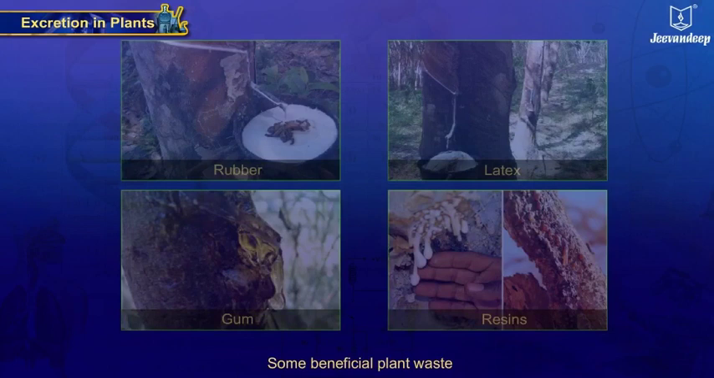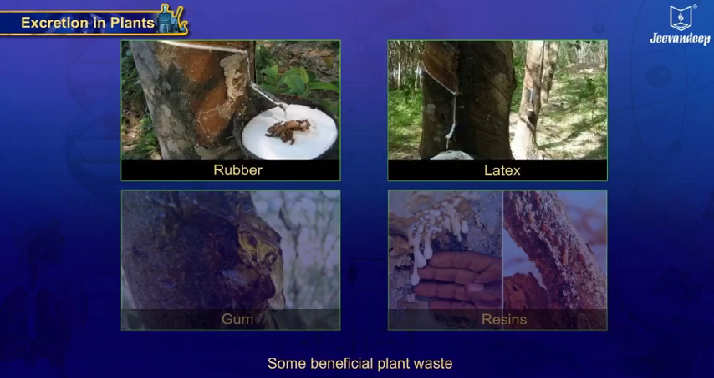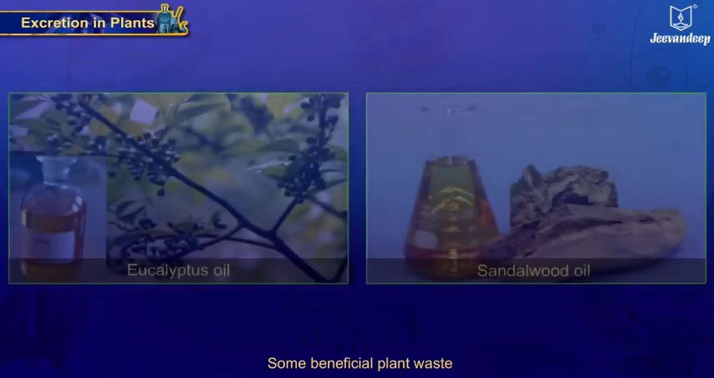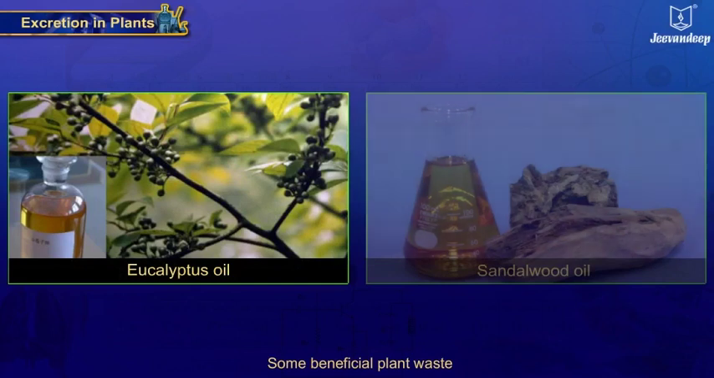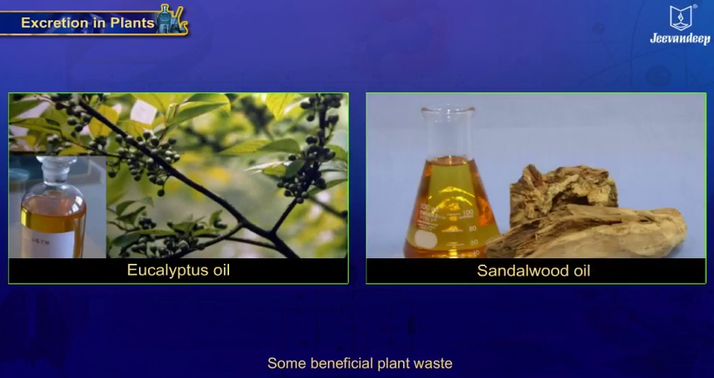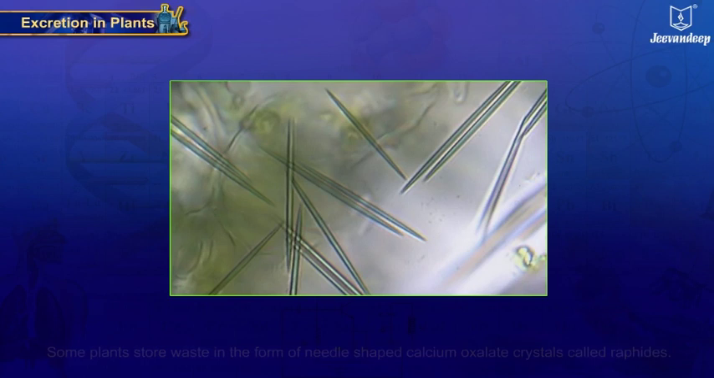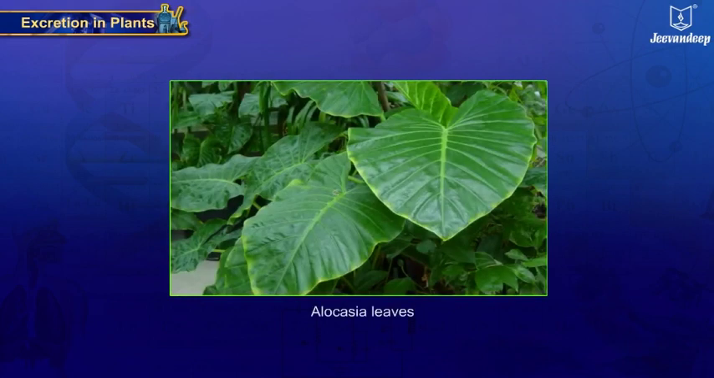Some plant wastes such as rubber, latex, gum, resins, and essential oils like eucalyptus oil and sandalwood oil are beneficial to human beings. Some plants store waste in the form of needle-shaped calcium oxalate crystals called raphides. These crystals hurt and cause itching. Example, in alocasia leaves.